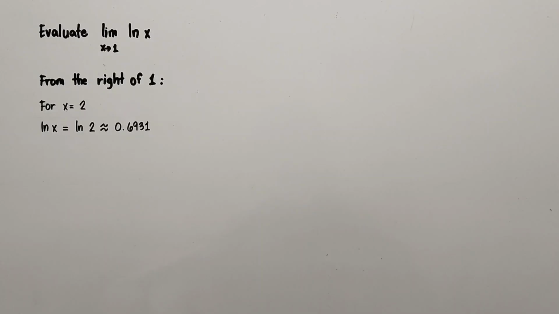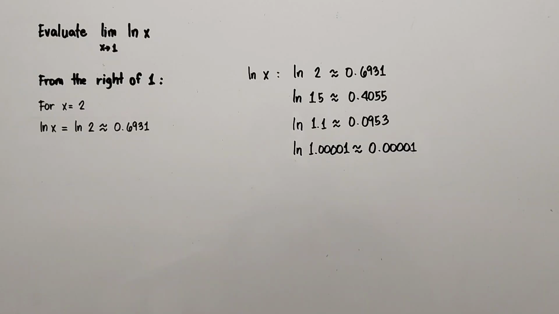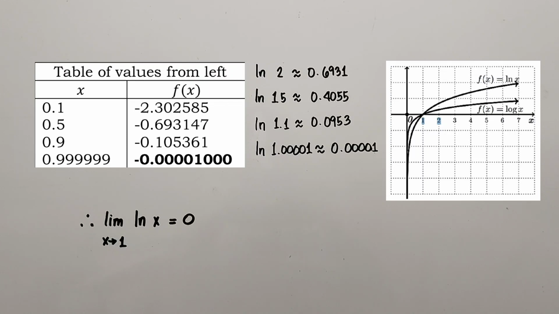And from the right of 1, for x equals 2, the value of ln 2 is approximately equal to 0.6931. The complete table of values from the right of 1 is shown on the right. From this result, we conclude that the limit of ln x as x approaches 1 is 0.